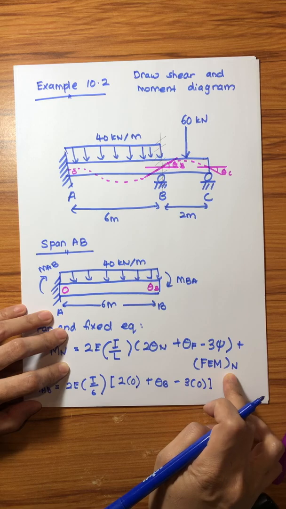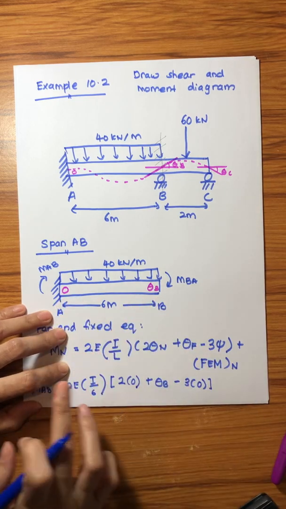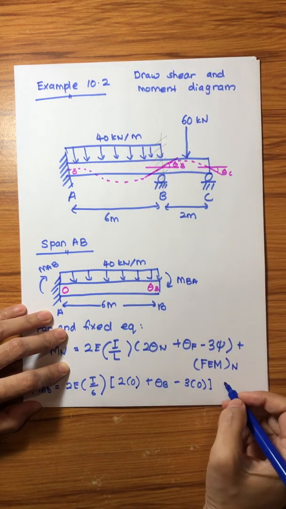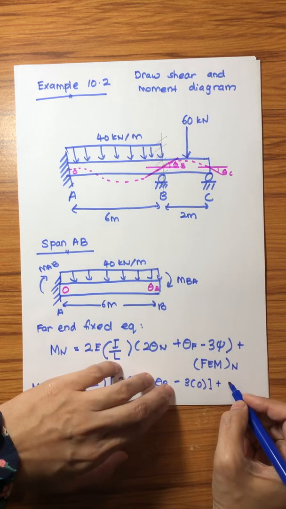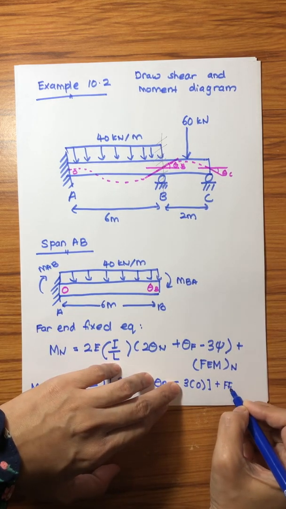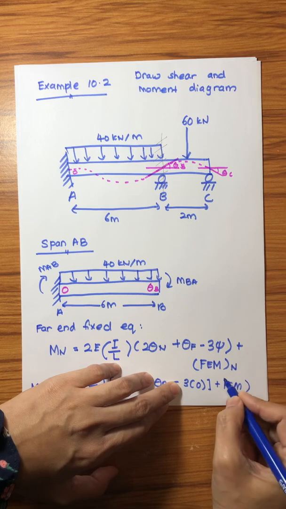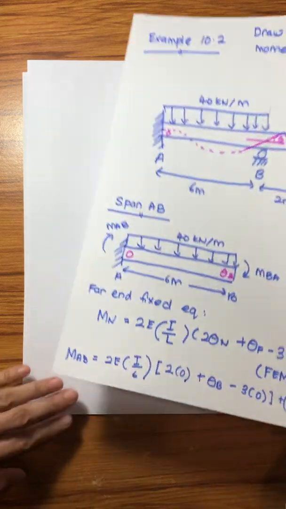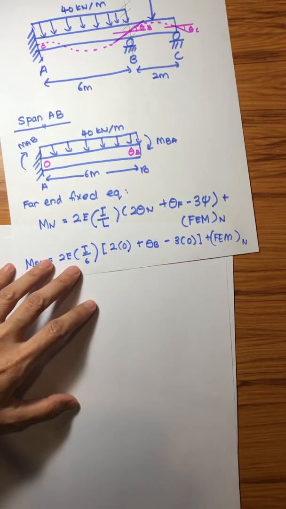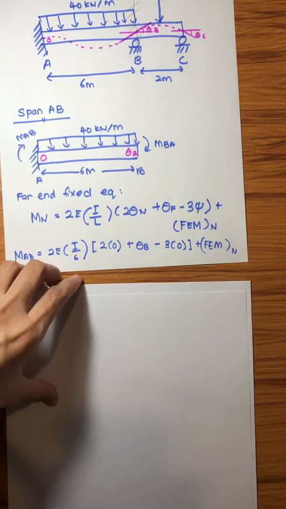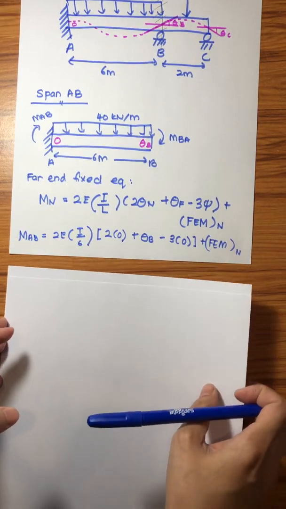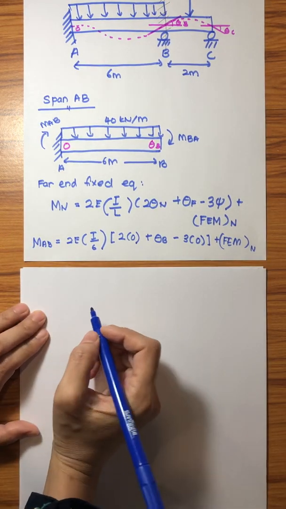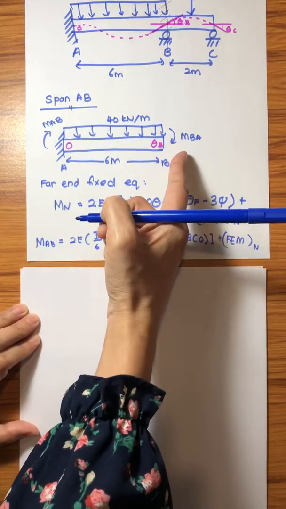Then FEM for span AB. Okay, so you need to find what is FEM for span AB, plus FEMn. Okay, what is FEM for span AB? I will show you how to get the FEM. Actually, we need to find the FEM first. So, that's okay. We just proceed. Okay, for span AB, FEM AB, FEM BA.